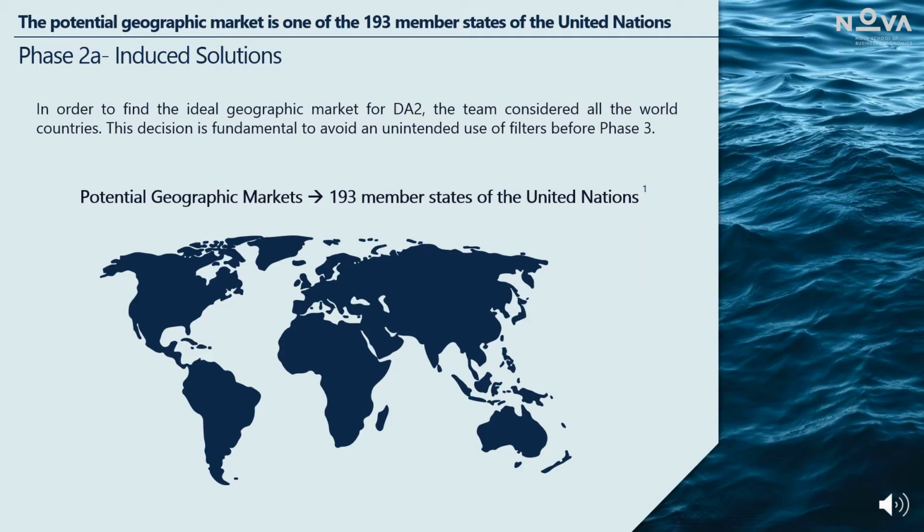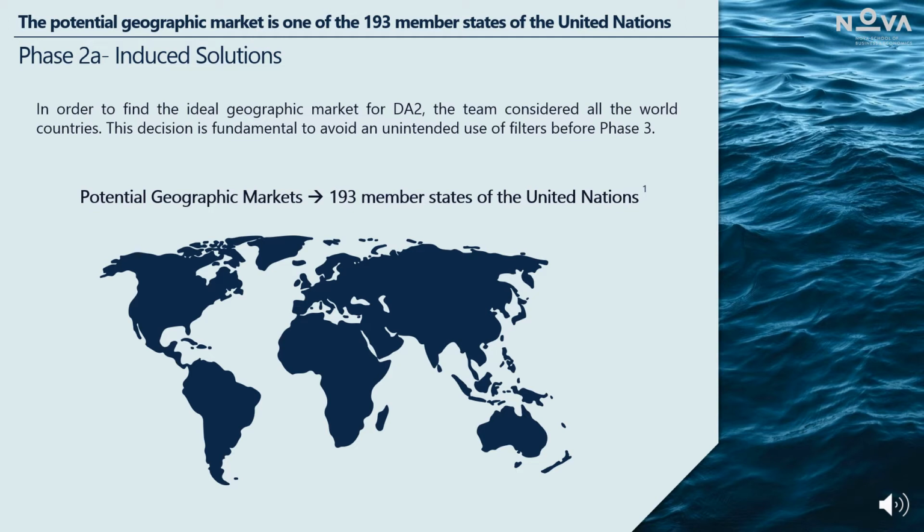In the first part of phase 2, DA2 addresses the main challenge of the project. The team defined the pool of solutions that would allow finding the best geographical market to operate in. To avoid an unintended use of filters before phase 3, the team considers as a starting point every country in the world as a potential solution.